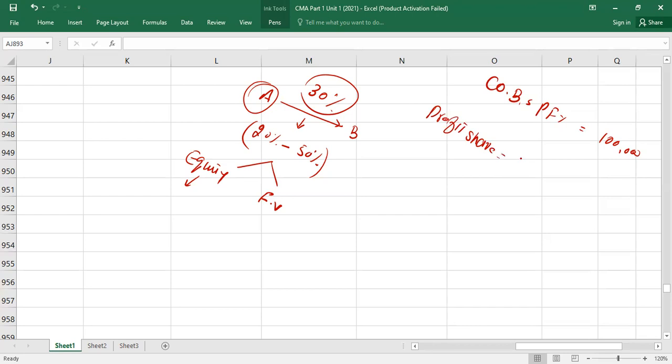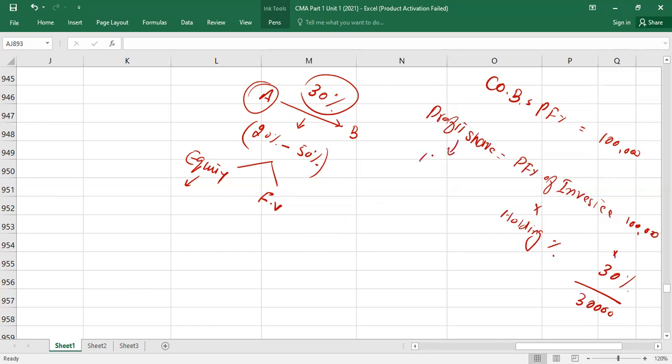You will take the profit for the year of the investee, multiplied by the holding percentage. Understand? Profit for the year is how much? 100,000 of the investee. And our holding percentage, I am assuming, is how much? 30%. It means our profit share is how much? 30,000. Right?